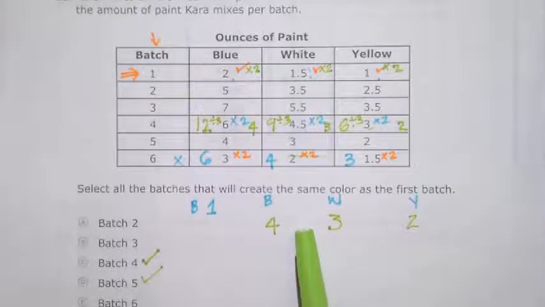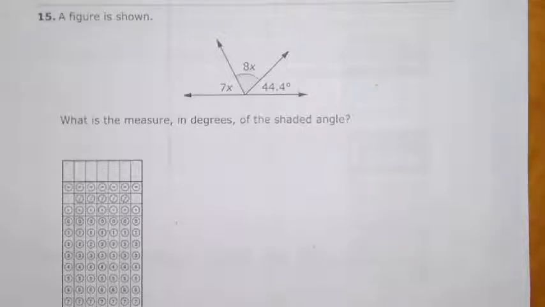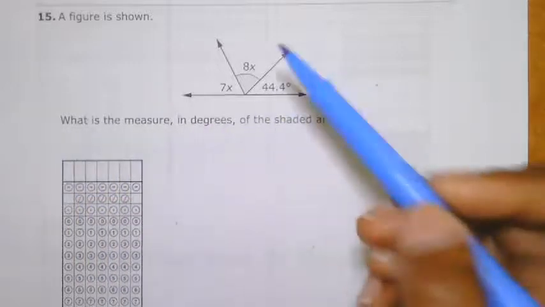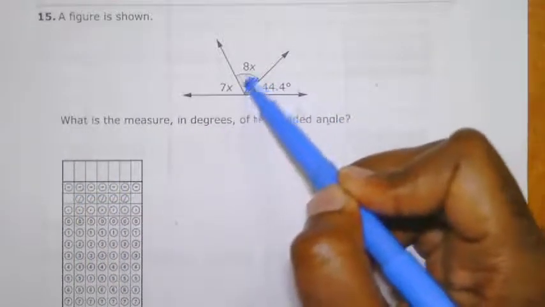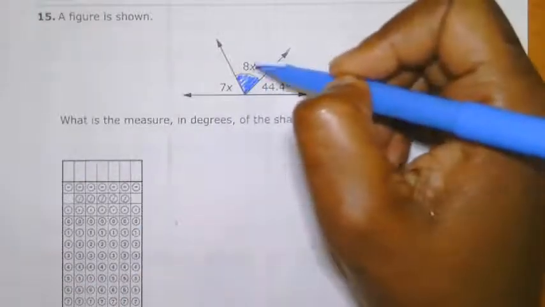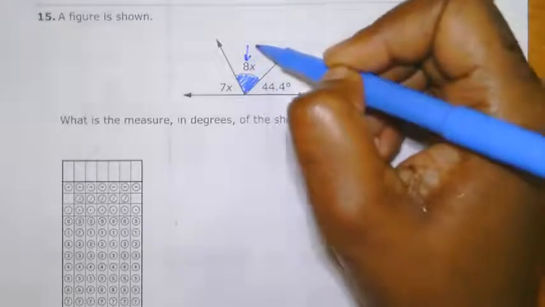Alright, so this one, and I'm just randomly selecting a question. This one says that in the figure shown, what is the measure in degrees of the shaded part. So the shaded part would be this part, right? But I need you to pay attention that it is just not x, but it's 8x. So it's 8 times whatever value x is.